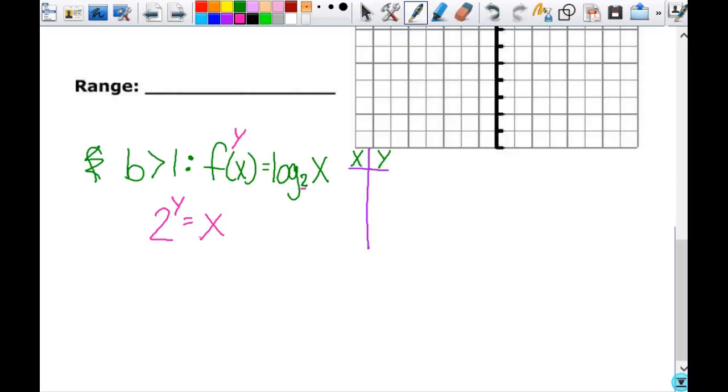So we're going to choose on there the same ones that we did on the other. So the negative 2 to 2. But we're choosing y's this time. So in the y column, it's negative 2, negative 1, 0, 1, and 2. So in this case, you plug in your y and you get your x. Then we also want where b is a fraction. So we're going to do f of x equals log base 1/2 of x.